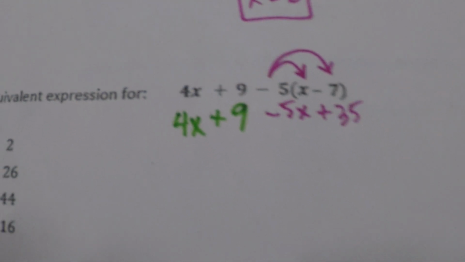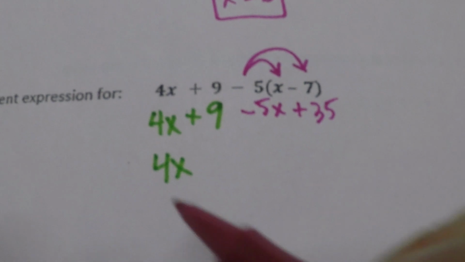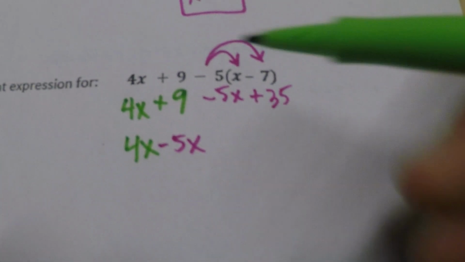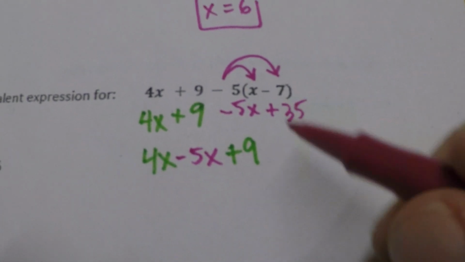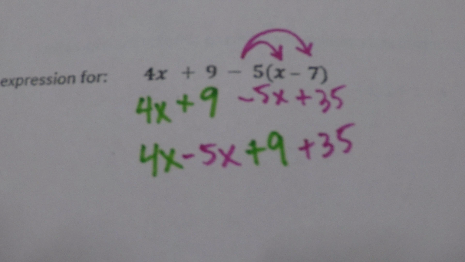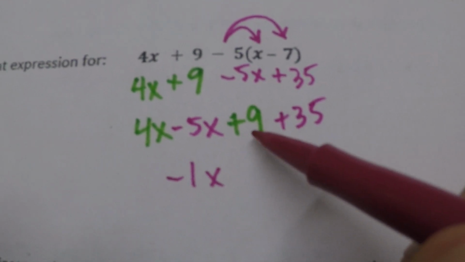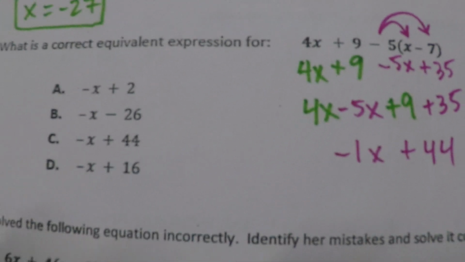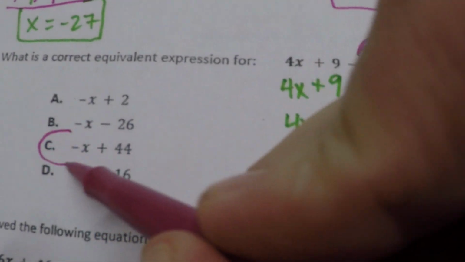Next, I have to combine like terms. So I have to put the 4x together with the minus 5x, and that positive 9 together with the positive 35. Okay, 4 minus 5 is -1x. 9 plus 35 is 44. And then I kind of zoom over here, and it appears as though this is my answer.